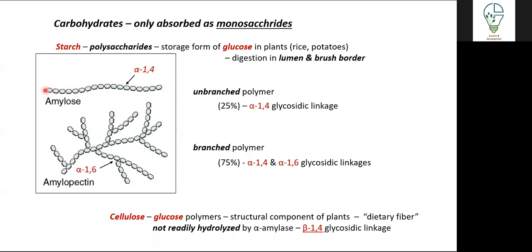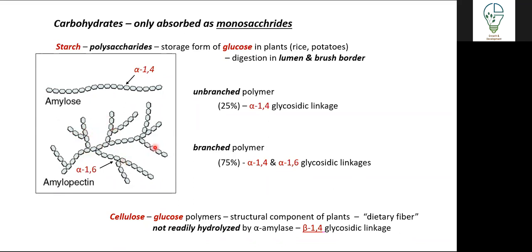So between carbon number 1 and carbon number 4, as you can see here. Okay, and it's just one line. The other one is the branched polymer, which is the amylopectin. The amylopectin goes both 1,4 and it branches at 1,6.